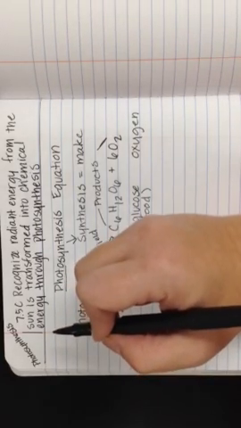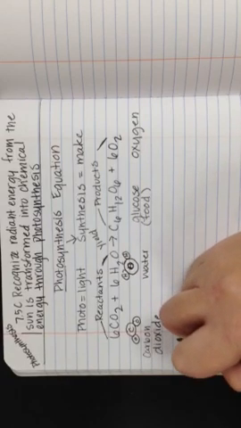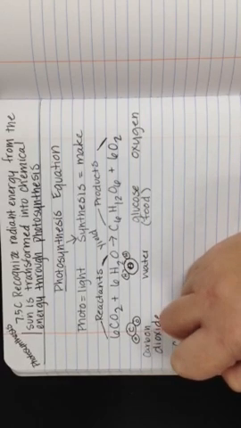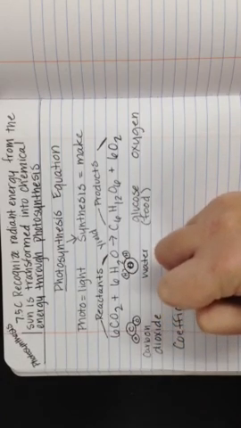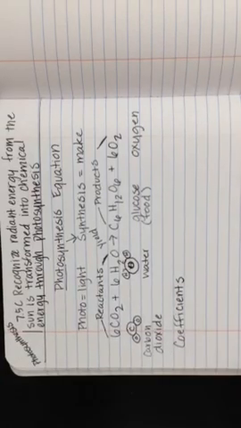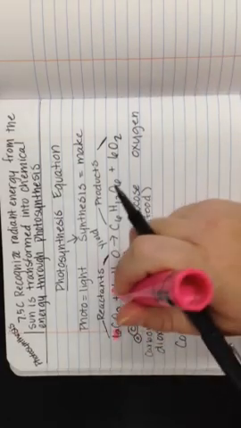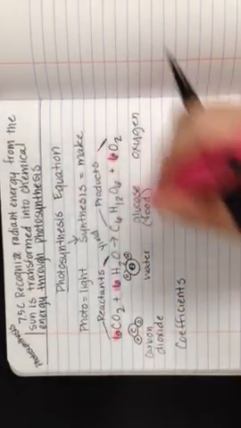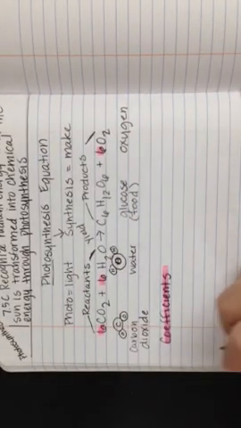I'm going to put a bubble around my, well, wait, one more thing, or two more things that I want to write down before I do my bubble. Coefficients are these big numbers that are in the equation. So the coefficients are these big numbers that you see in the equation. Oop, that really smeared it. Okay, so coefficients are the big numbers that tell us the number of molecules.